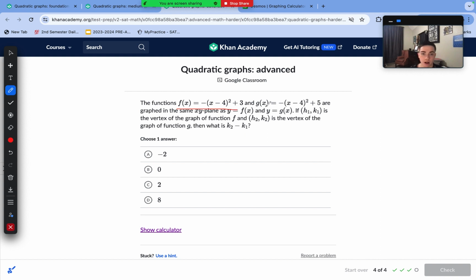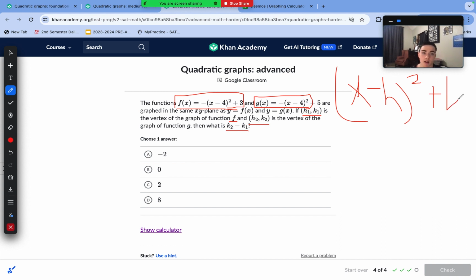These two functions are graphed in the coordinate plane. If (h1, k1) is a vertex of graph F and (h2, k2) is a vertex of graph G, what is k2 minus k1? So first we have f of x. These are both in vertex form, which makes this question a lot easier. We can take the vertex as (h, k) in this (x - h) squared plus k relationship. (h, k) would be our vertex.